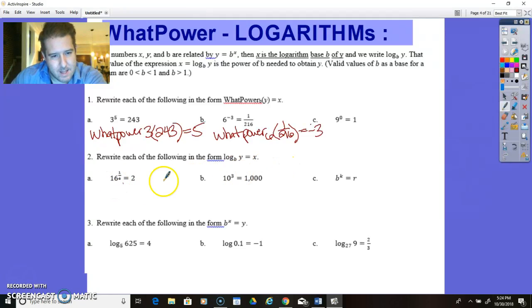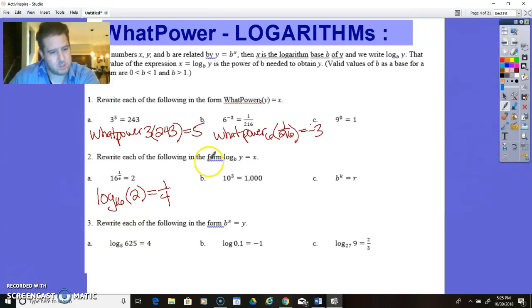For the next line, same thing, but instead of writing the words what power, I'm going to change it to the word log. So log of base 16. It's a little tiny subscript, which means I'm writing kind of like an exponent, but in the bottom right-hand corner. So log base 16 of 2 is 1/4, because 16 to the 1/4 power is 2. This is log base 10, which is common log, of 1,000 is 3, because 10 to the third power is 1,000.